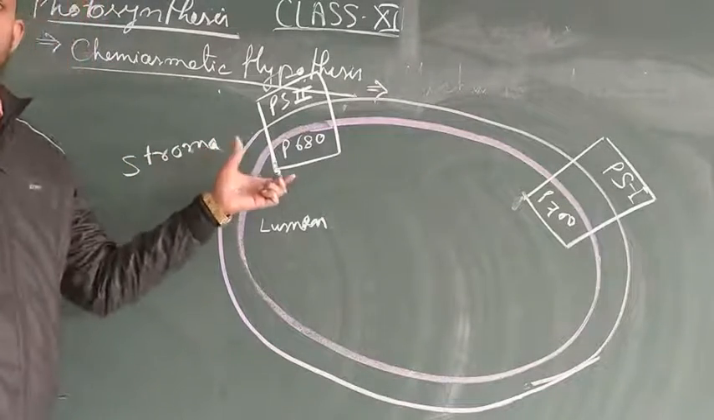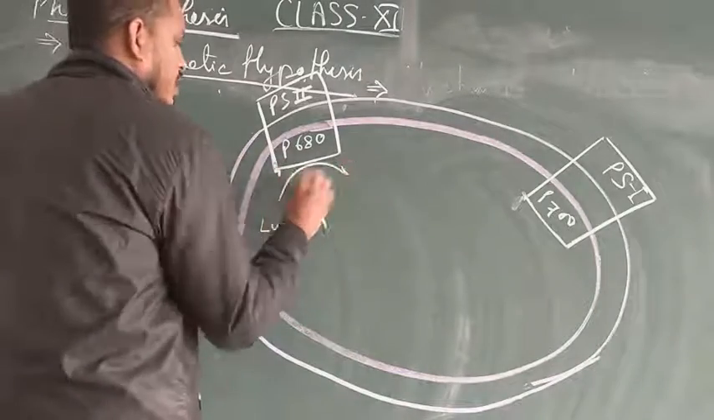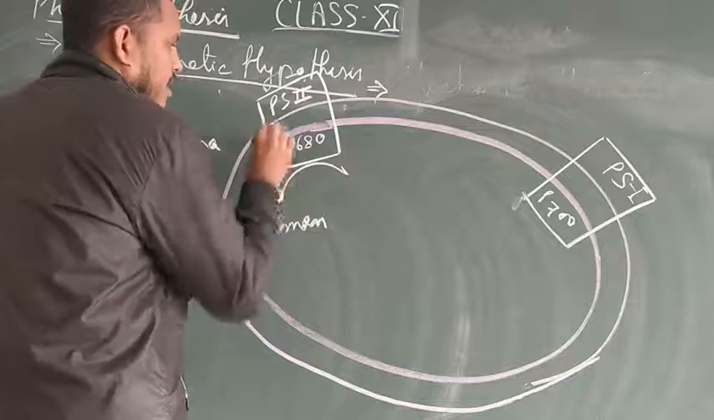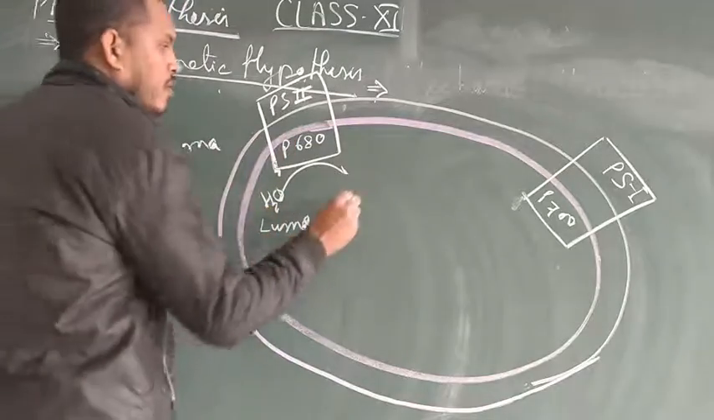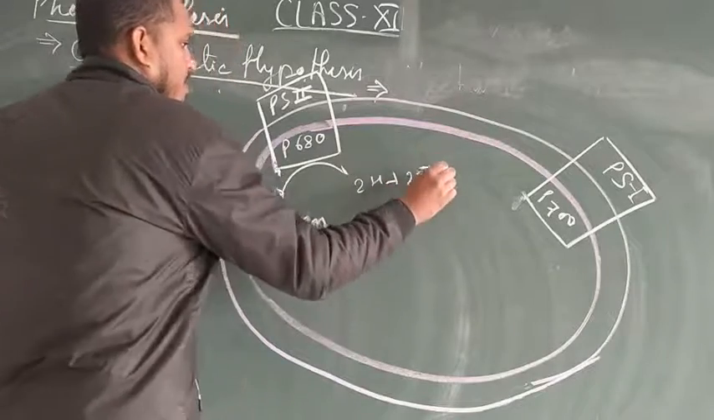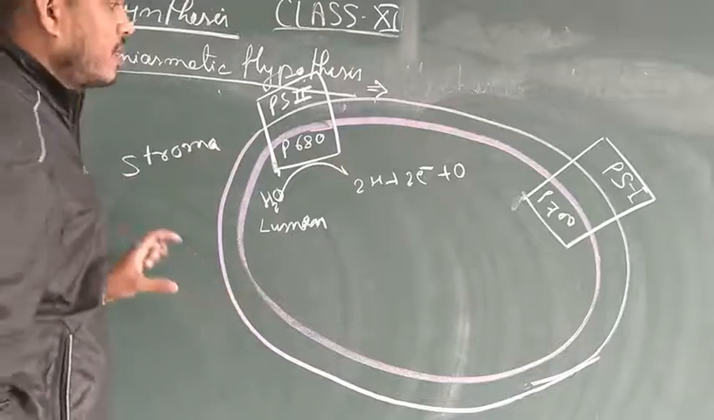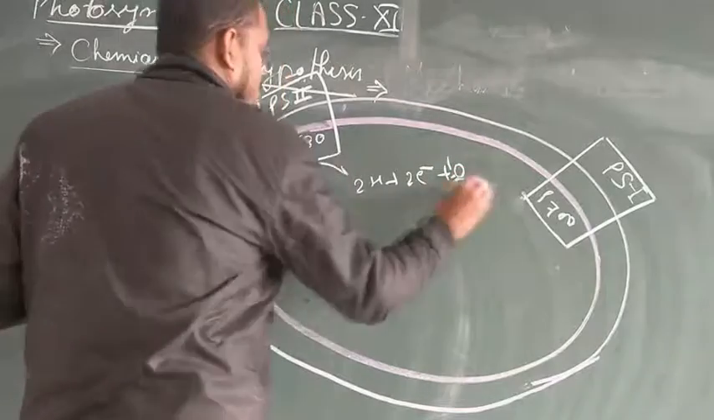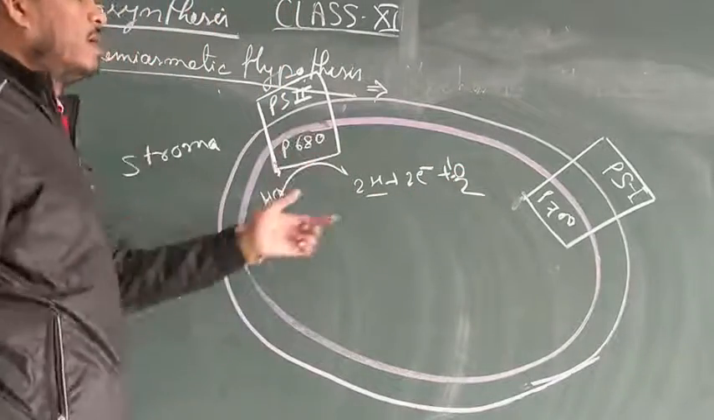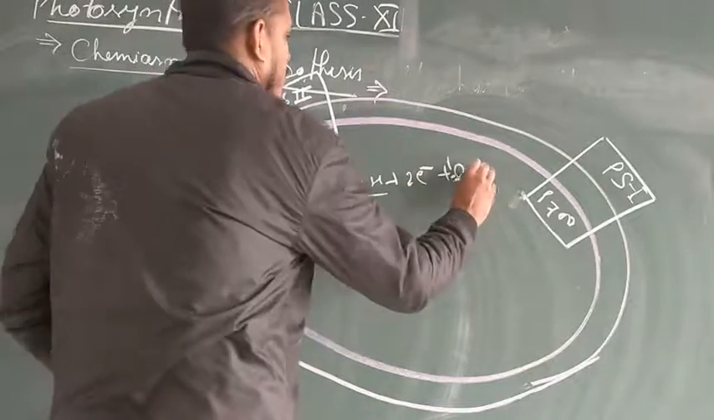Now in photosystem 2, as I told you, the splitting of water molecules takes place. When light energy gets trapped, it causes the splitting of the water molecule, plus free oxygen is released. Half O2, plus hydrogen, and 2 electrons are going to be released here.